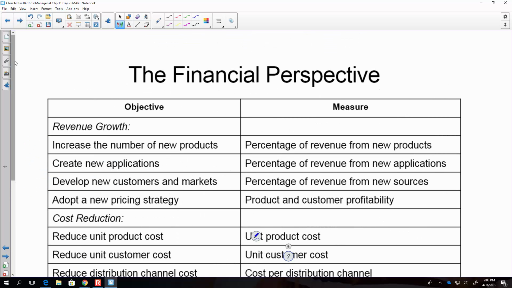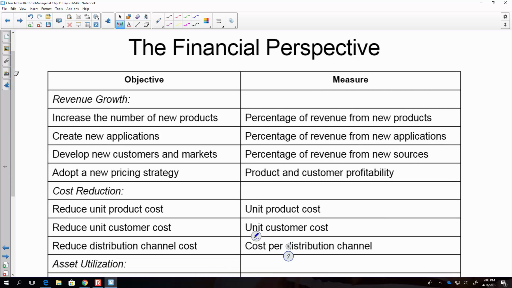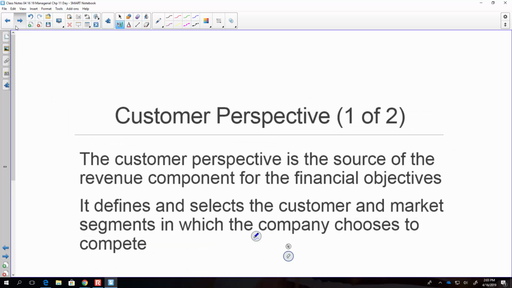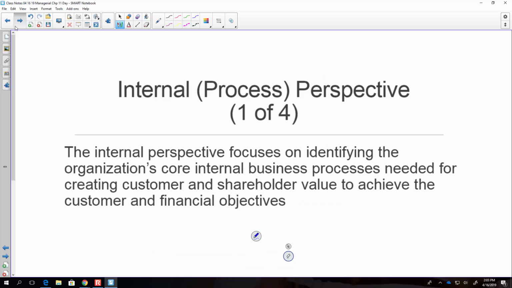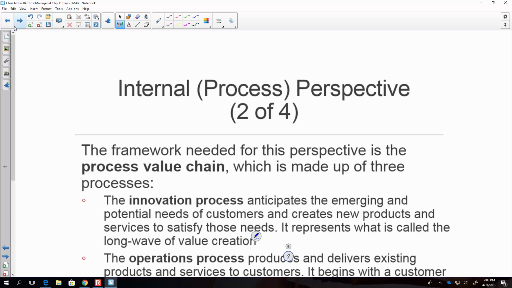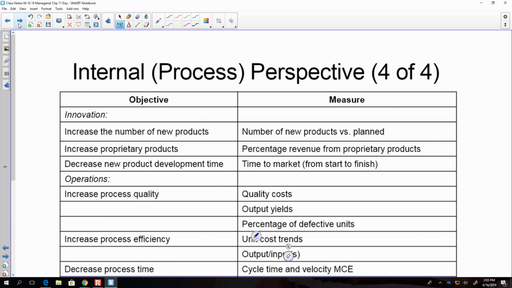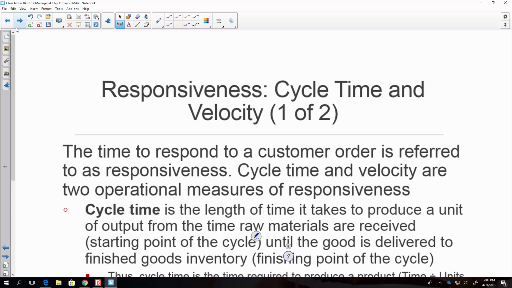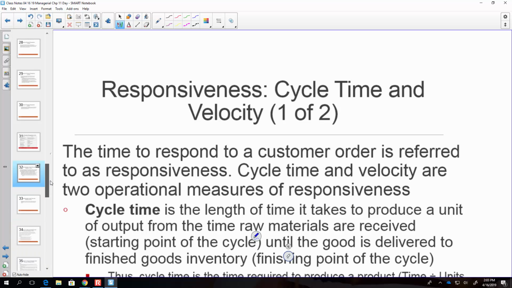Okay, here's a little more detail on my slides as to what's under financial. So now I'm at page 615, all the way through 616, 617, and 618. All the examples for each perspective: financial, customer, internal process, and then finally, after internal process is learning and growth.